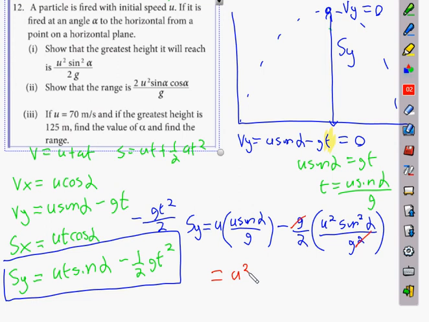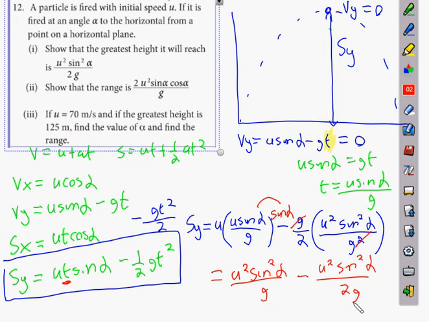Oh, there's one other thing I forgot. Do you remember we're replacing t, aren't we? There was another sine alpha here that I didn't put in, and that happened to you quite a bit. So it's u squared sine squared alpha over g minus u squared sine squared alpha over 2g.